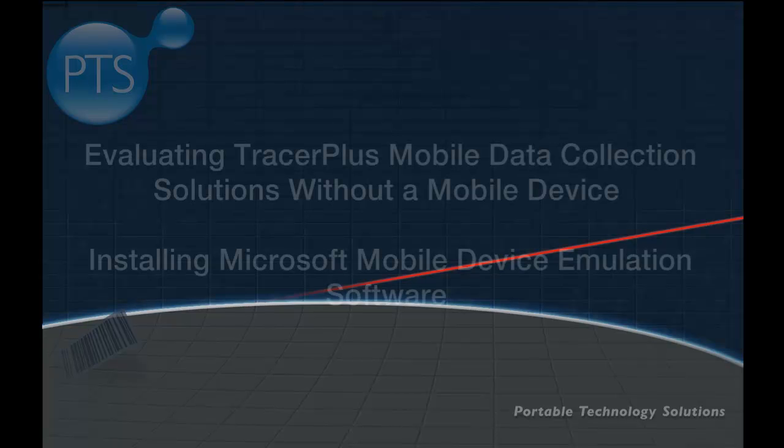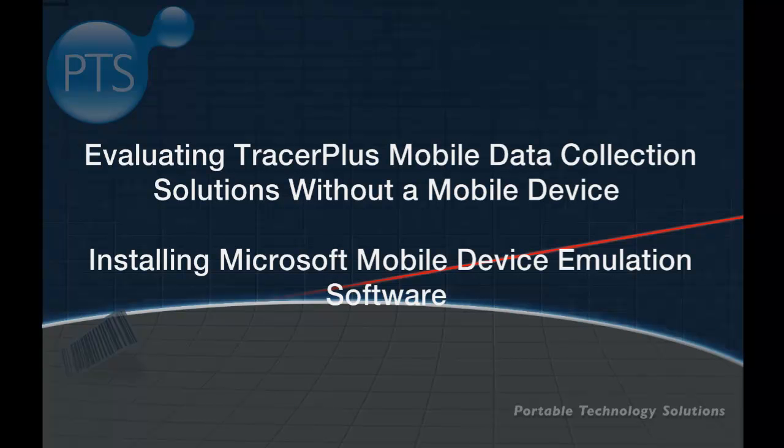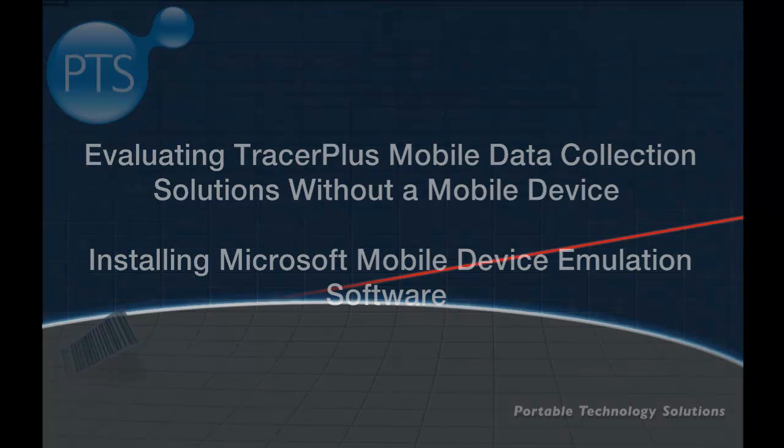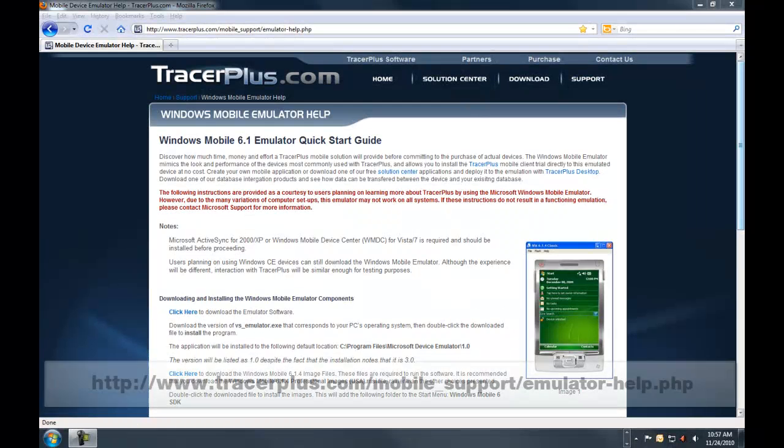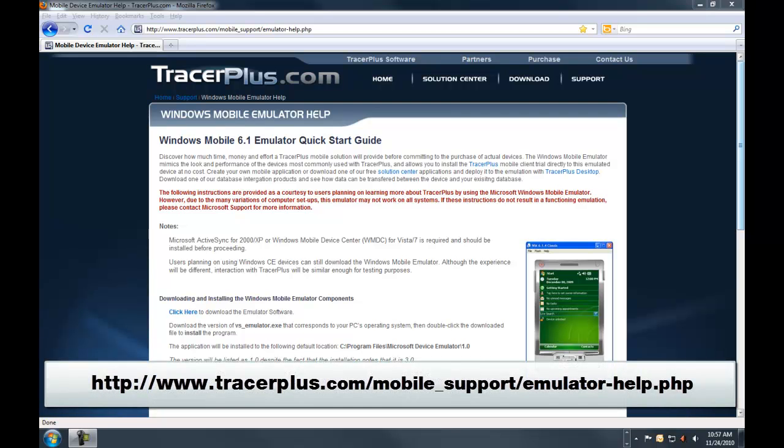This tutorial will show you how to set up the Microsoft Windows Mobile emulator and install TracerPlus on that emulated device. By doing this, you will be able to test deploy any applications you create and experiment with TracerPlus without the expense of purchasing hardware ahead of time. Written instructions for this same tutorial can be found at the website listed below.